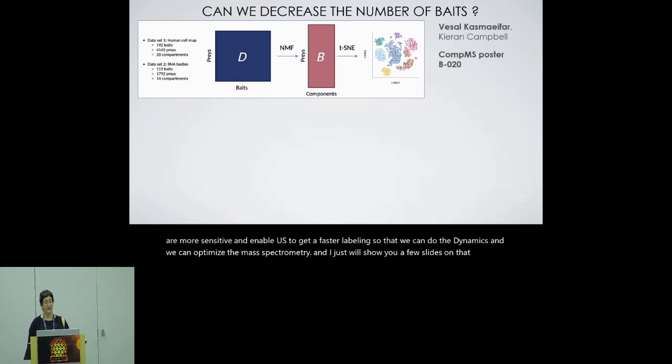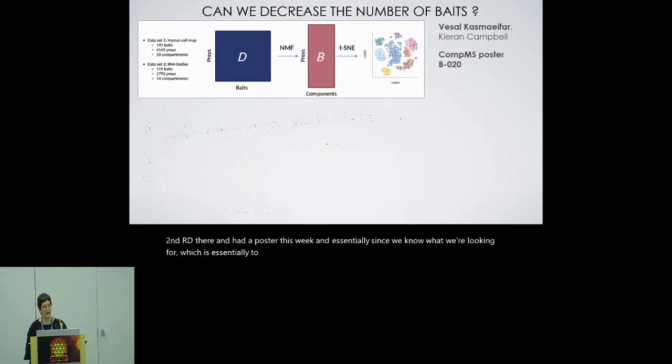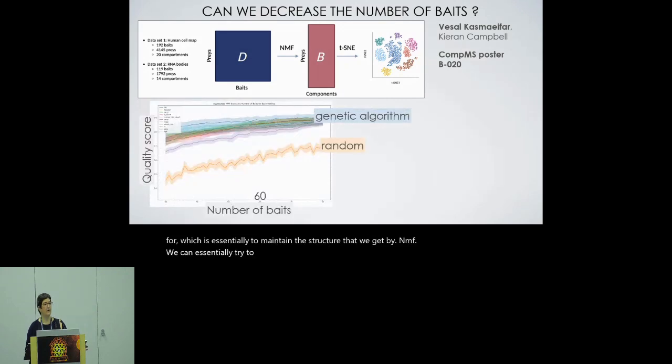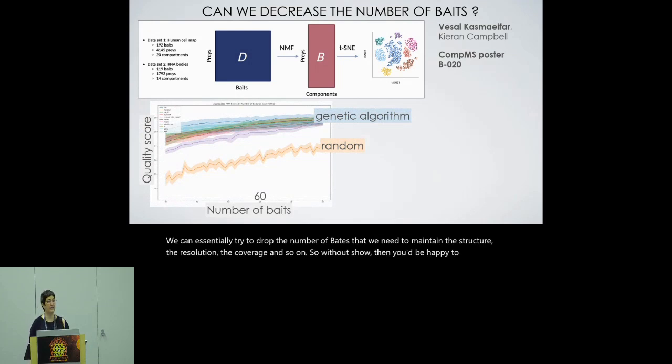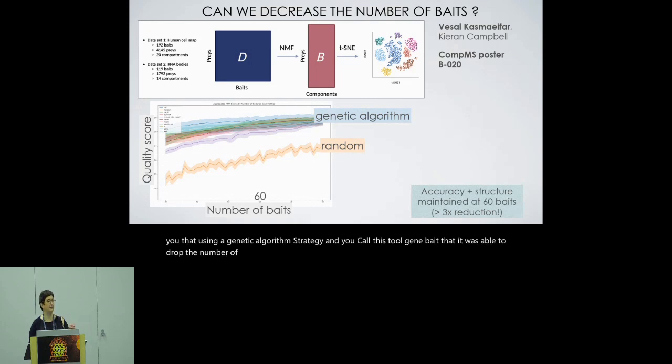So decreasing the number of baits has been accomplished in our lab by Vezal, who sits on the second row there, and had a poster this week. Essentially, since we know what we're looking for, which is to maintain the structure that we get by NMF, we can try to drop the number of baits that we need to maintain the structure, the resolution, the coverage, and so on. So Vezal showed, and he'd be happy to discuss with you, that using a genetic algorithm strategy, and he called this tool GeneBait, he was able to drop the number of baits needed to keep the same coverage by threefold, which again enables us now to think about doing some of these experiments.